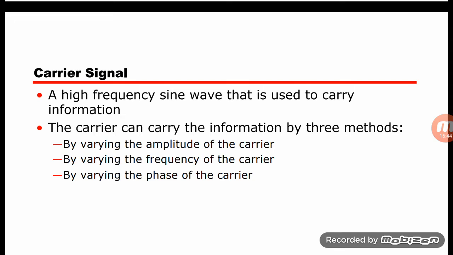The carrier can carry the information by three methods: by varying the amplitude of the carrier, by varying the frequency of the carrier, and by varying the phase of the carrier. As I said, if you have the truck, either you can put boxes at the back of the truck, or at the roof of the truck, or inside the truck. This way there are three different methods of modulating your signal. Okay, is it clear until this point? Any questions, any confusions?